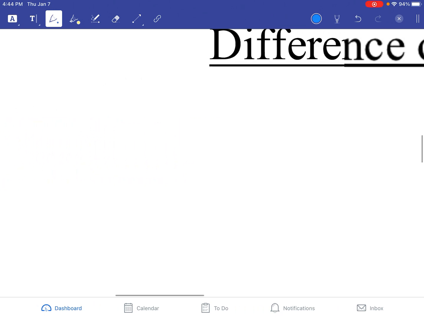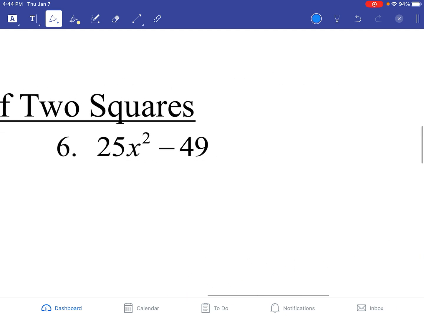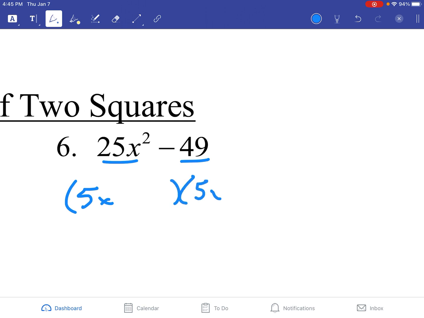All right, let's look at number 6. All right, so there's still 2 terms. There's 25x squared, that's the first term, and 49 is the second. So although there's a number in front of the x squared term, it's still a perfect square. 25 is 5 times 5. So when we do this, we have 5x and 5x. And 49 is the perfect square of 7. If you square 7, you get 49. We put a plus and minus in between the 5x and the 7's. And we're done.